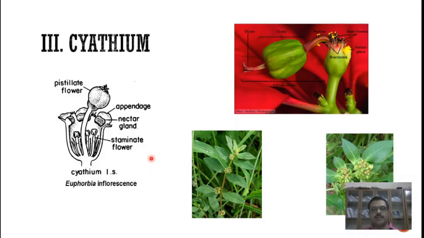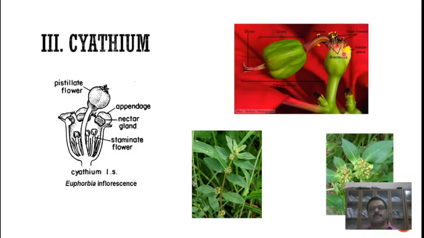All these plants coming in the genus Euphorbia are characterized by CYATHIUM. In a CYATHIUM inflorescence, the peduncle becomes cup-shaped. It forms a cup-shaped receptacle, as we can see here.